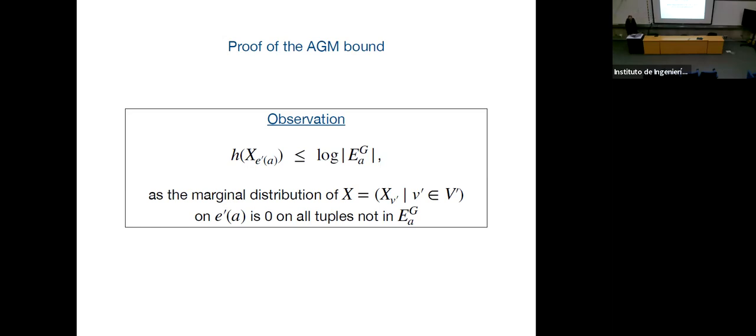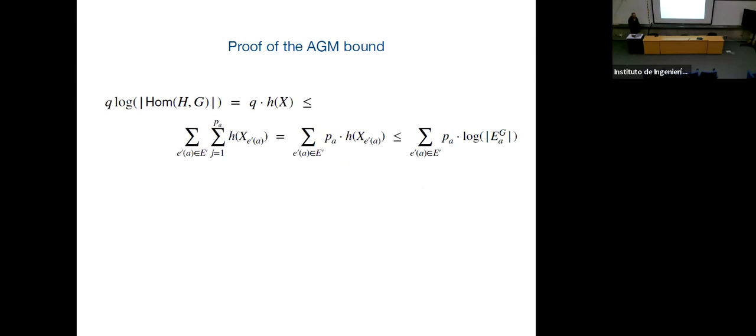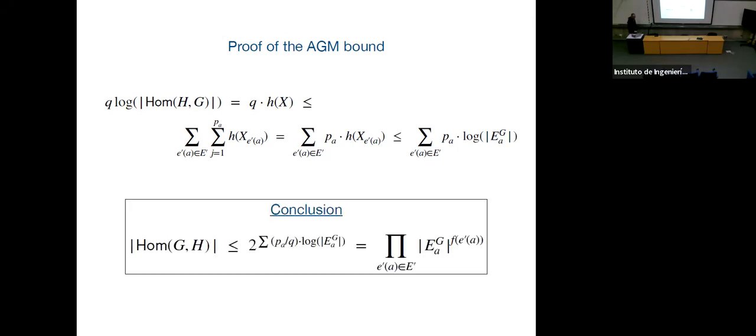And that's it. Then we have all the ingredients. Q times log of the number of homomorphisms, which by definition is Q times H of X, because the entropy of X was precisely that, is bounded by this. Then this J is not playing any role, so it's simply the sum of P sub A times this, which is bounded by the previous observation, because H of this is bounded by log of this. And now we solve, no? So we leave the number of homomorphisms alone. It will be 2 to the sum of P sub A divided by Q. But what is P sub A divided by Q? It is the value of the fractional edge cover, no?